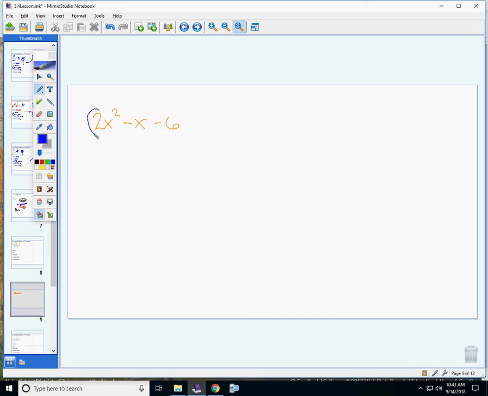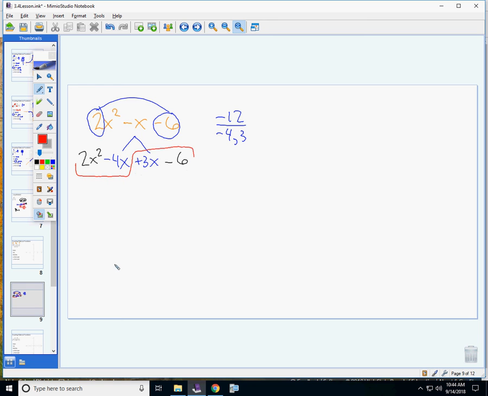For grouping method, we multiplied the first and last number together. We got negative 12. As I said, I need the factors of negative 12 to add to negative 1. So that would be a negative 4 and positive 3. So I split this middle term to be negative 4x and positive 3x. The first term, 2x squared, and last term, negative 6, they stay the same.